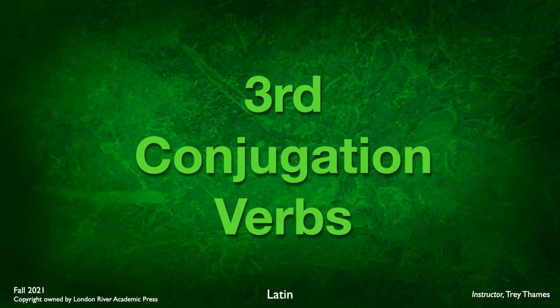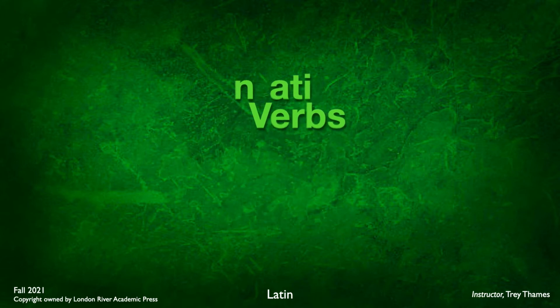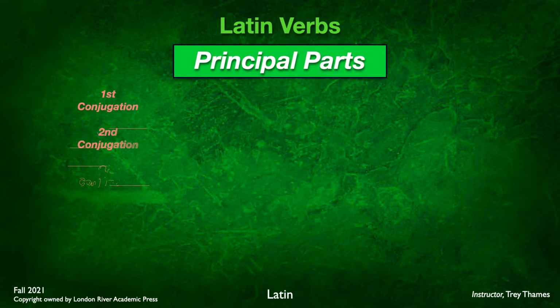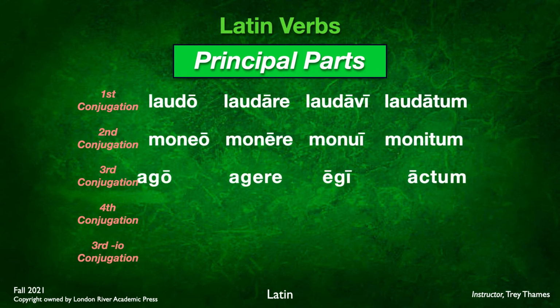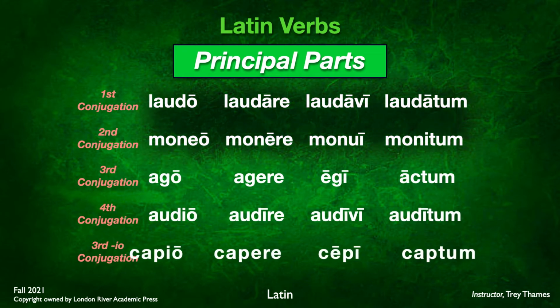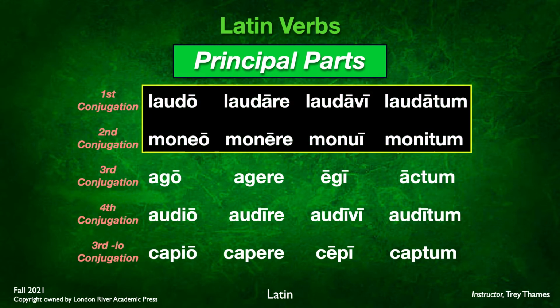Now, previously, we've studied and looked at our different conjugations and the paradigm verbs that we've learned for them. For first conjugation, we learned laudo, laudare, laudavi, laudatum, meaning to praise. We've also learned the second conjugation paradigm verb, moneo, monere, monui, monitum. And the verb means to warn or to advise.